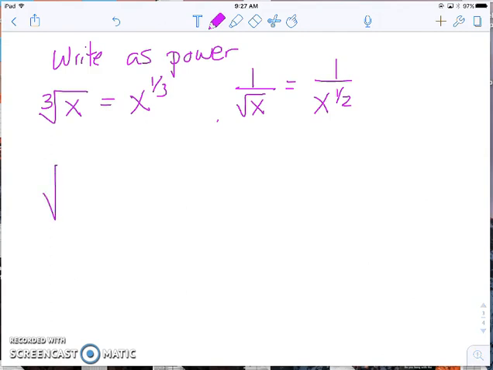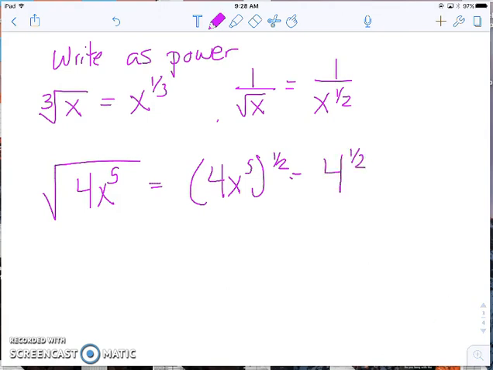And if we had the square root of 4x to the 5th, that's going to be 4x to the 5th to the 1/2. So if we distribute, we have 4 to the 1/2, x to the 5/2. And we know 4 to the 1/2, that's square root, or what number squared gives us 4, is 2. So we have 2x to the 5/2.